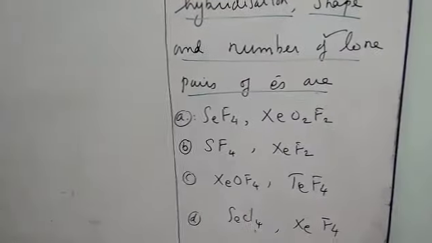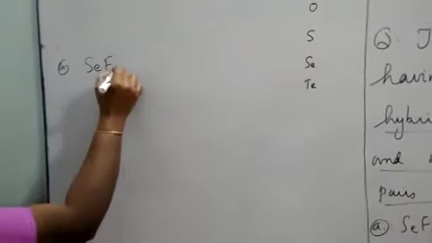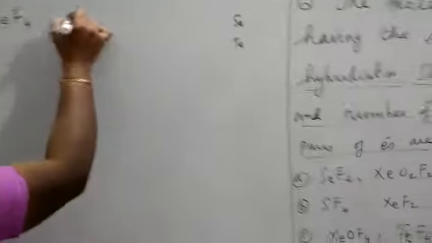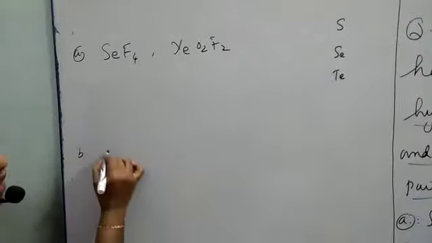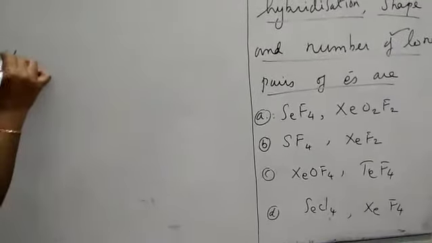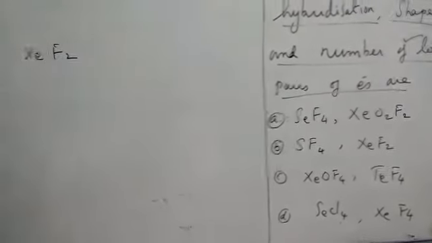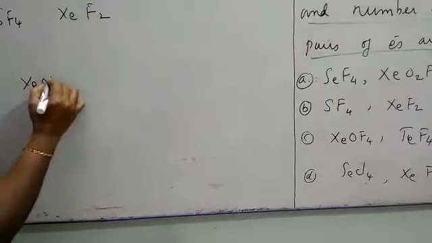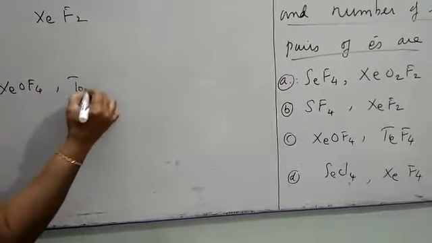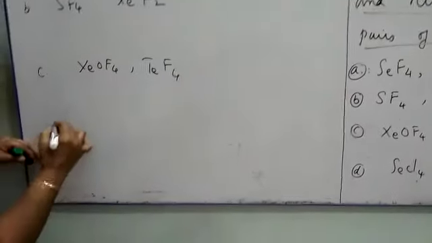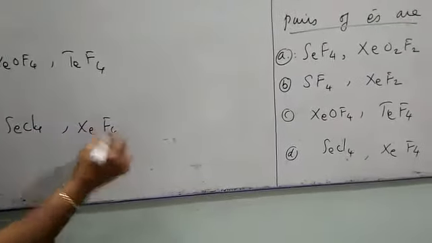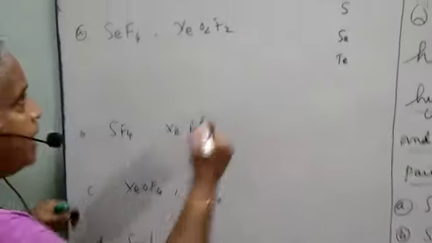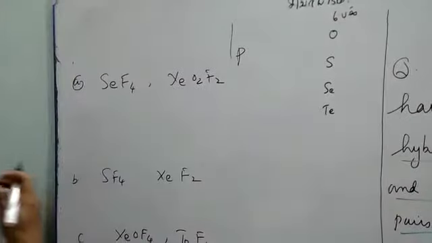Now let us take the question. For A, selenium compound and then XeO2F2. Then B, of course, SF4 and XeF2. And then C, XeOF4 and TeF4. And then D. I asked you to find only the lone pairs. My idea is to find out the lone pairs.